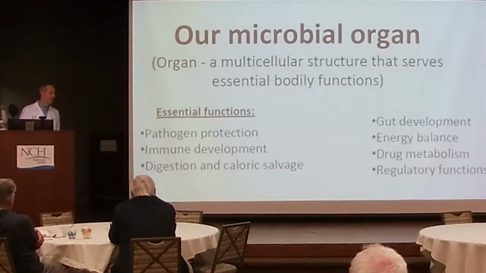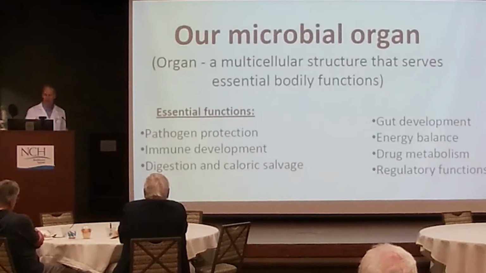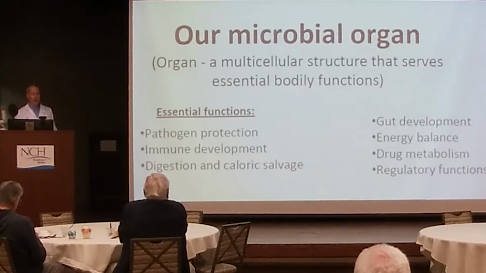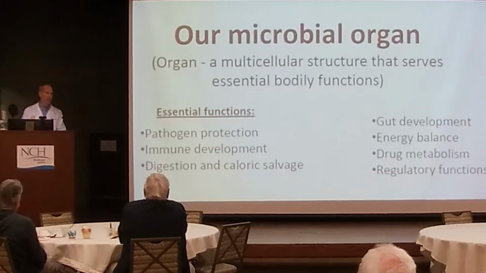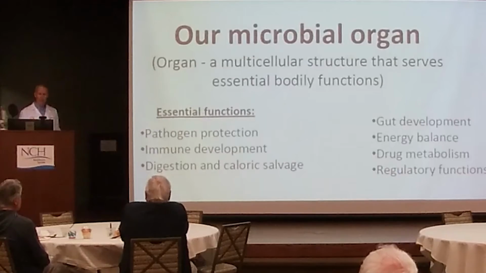Digestion and caloric salvage: about 15% of your calories come from fermentation of material that was not absorbed or could not be absorbed in the small intestine. There are a number of different vitamins that you cannot retrieve in your diet or manufacture, such as vitamin K. Gut development is essential. Energy balance in terms of metabolism is critical. And drug metabolism: increasingly we realize a number of the medications we take are actually prodrugs that have to be metabolized into an active metabolite before they can be functional and absorbed in the GI tract. So, a number of different functions.